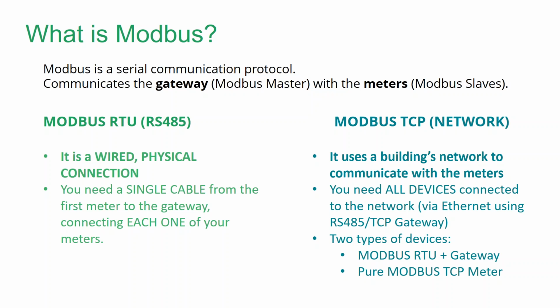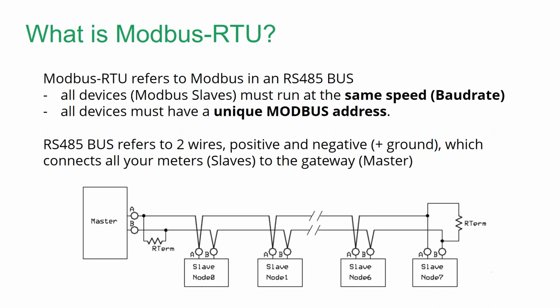Okay, we will see this in detail. What is Modbus RTU? Modbus RTU refers to Modbus on an RS-485 bus. An RS-485 bus is just two wires, as you can see in the image. One is the positive and the other is the negative, plus a ground that can also be wired, okay? And it just communicates the master, or the gateway, or the datalogger with all your meters or temperature probes, whatever that can talk Modbus, okay?